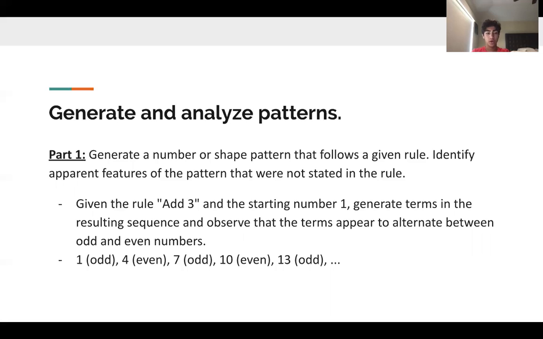Okay, so you say 1, that's an odd number. Okay, add 3, 1 plus 3 is 4, that's an even number. Add 3, 4 plus 3 is 7, that's an odd number. Add 3, 7 plus 3 is 10, that's an even number, and so on, right? We've quickly established a pattern that says, okay, we're going from an odd number to an even number to an odd number to an even number.